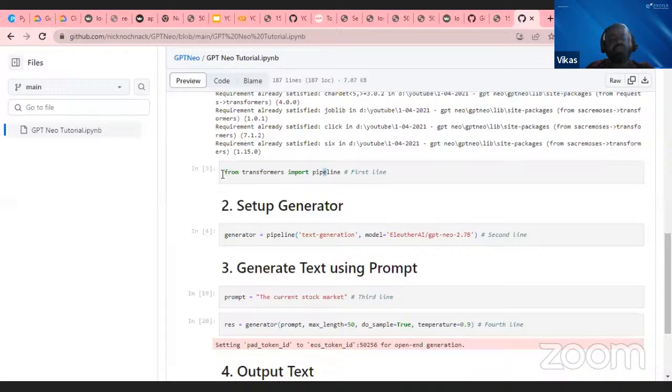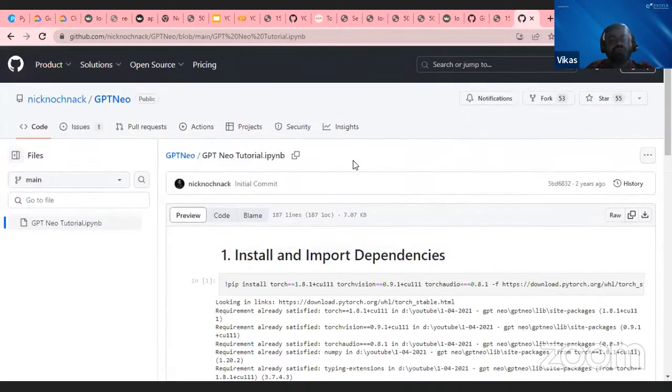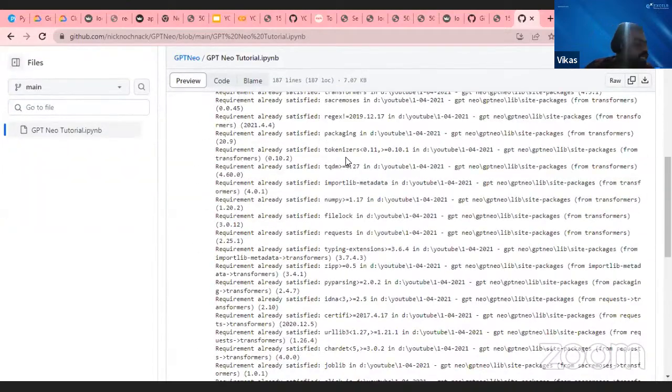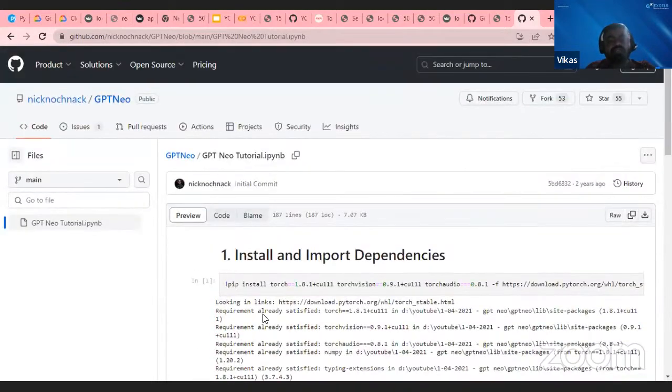And once we generate, guys, from transformer, I'm importing a pipeline now. Understood? As of now, very simple code is there, guys. Only 4 lines of code. So first I installed my PyTorch.